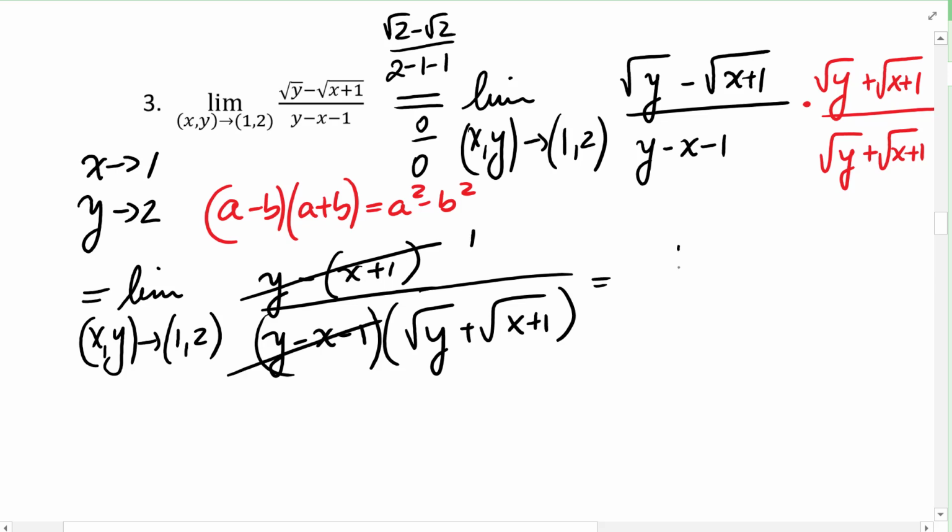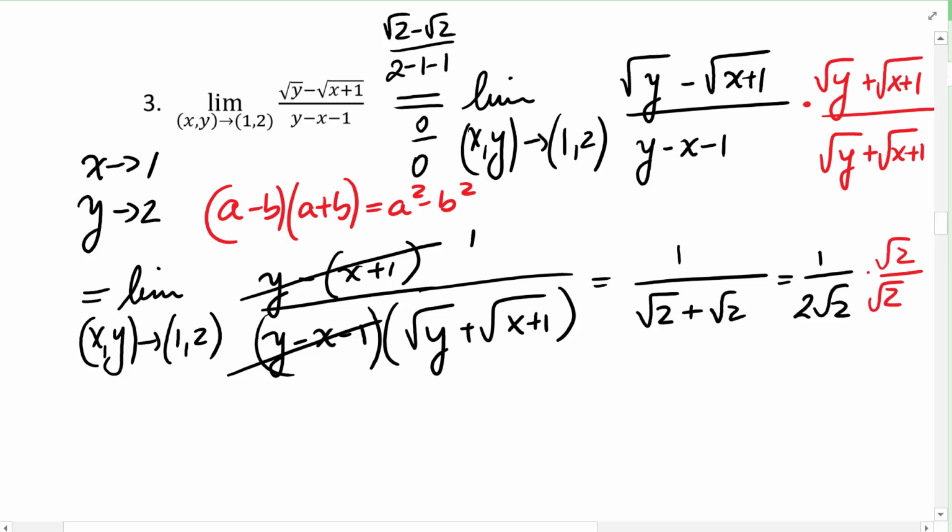So we end up with 1 over, and if we replace y with 2, we get square root of 2, plus if we replace x with 1, we get square root of 2. So we get 1 over 2 square root of 2, or if we rationalize by multiplying with square root of 2 over square root of 2, we get square root of 2 over 4.